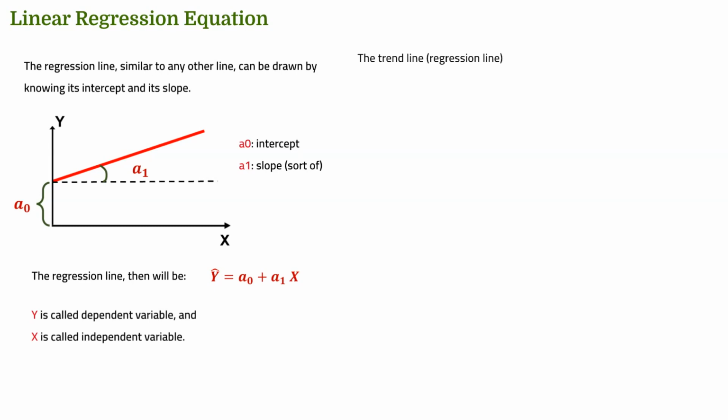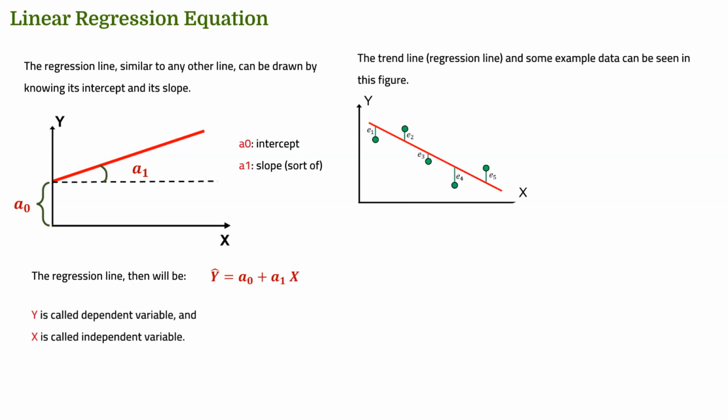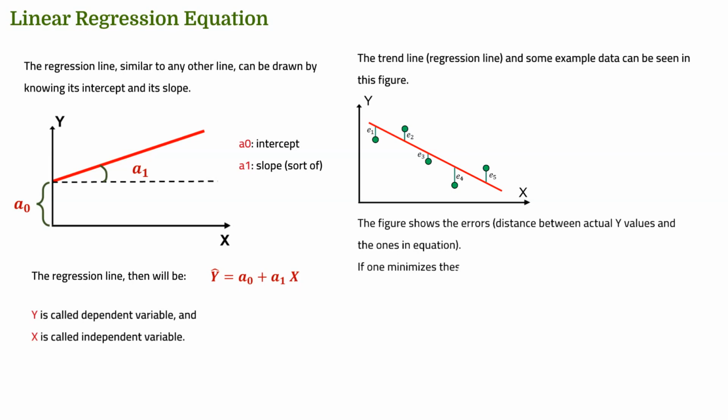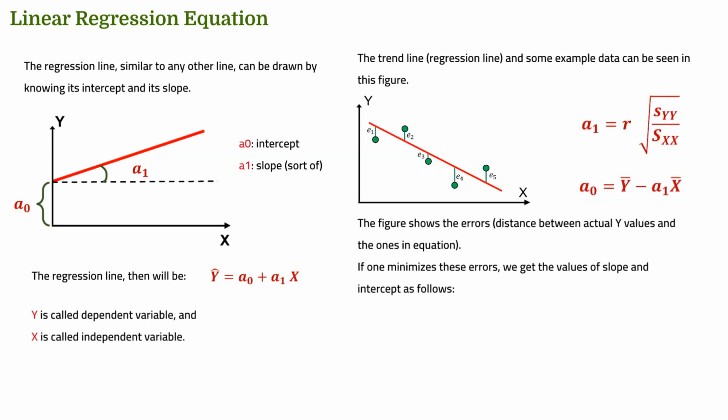The trend line, regression line, and some example data can be seen in this figure. There's a scatter diagram of x and y. There's a trend line in red, the scatter points in green, and you can see the distances between these points and the trend line. I show it with errors E1, E2, all the way to E5. This figure shows these errors as a distance between actual y values and the one in the regression equation. If one minimizes these errors, we get the values of a slope and intercept as follows.